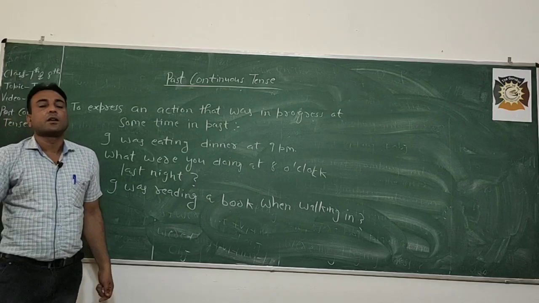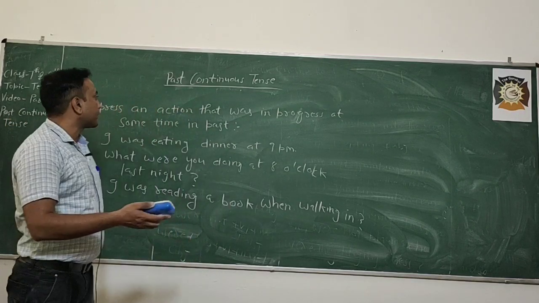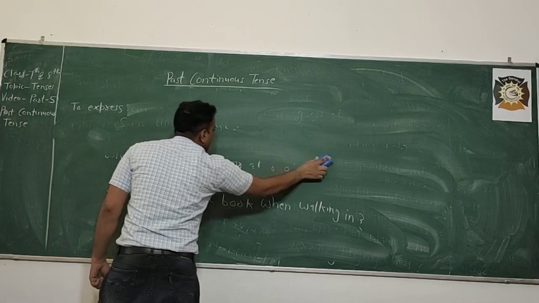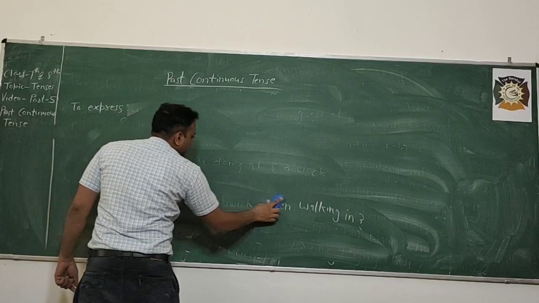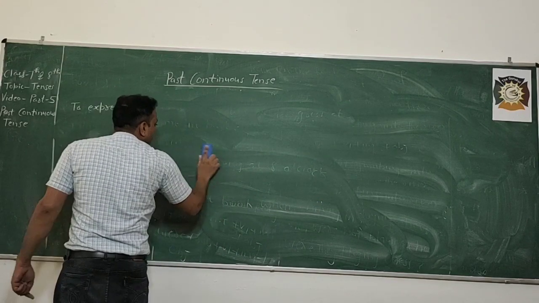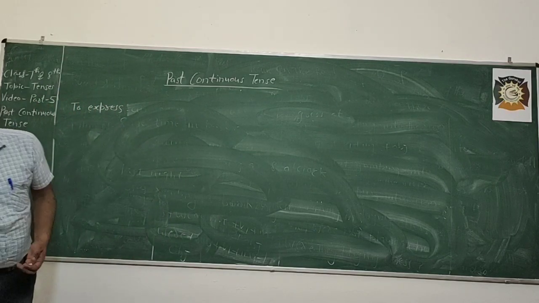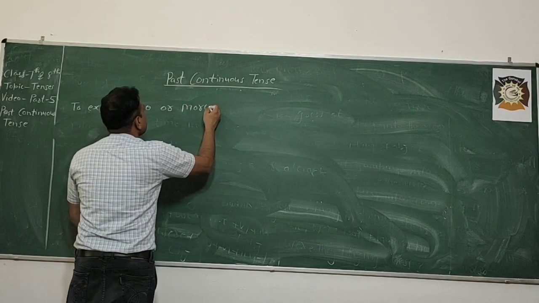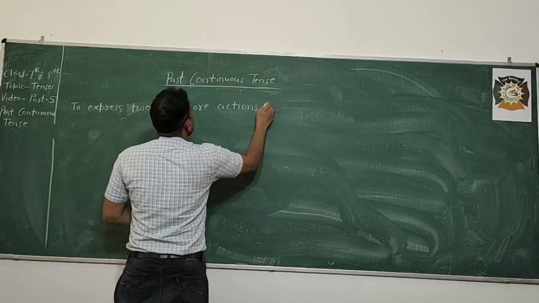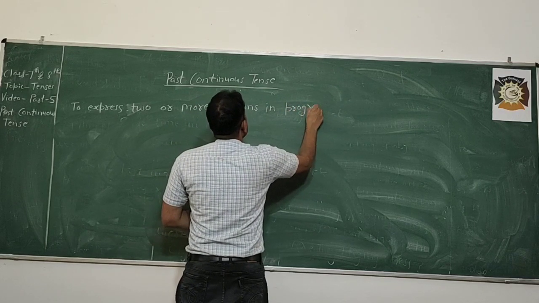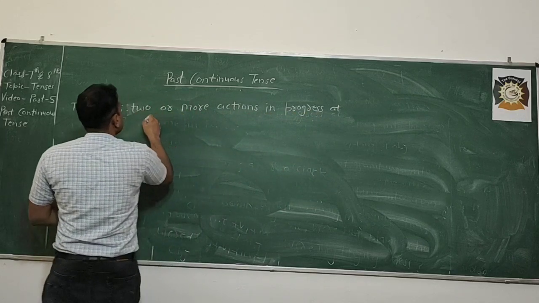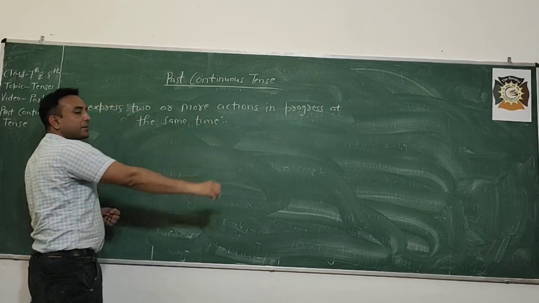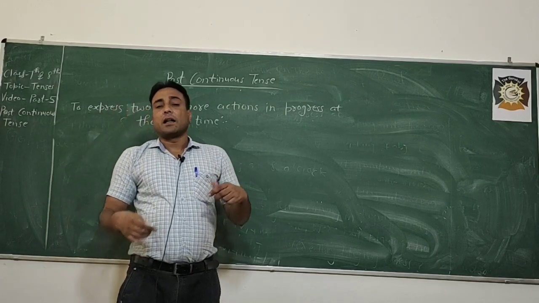So the next use is to express two or more actions in progress at the same time. The next use of the past continuous tense is to express two or more actions in progress at the same time. Here two actions are in progress at the same time.